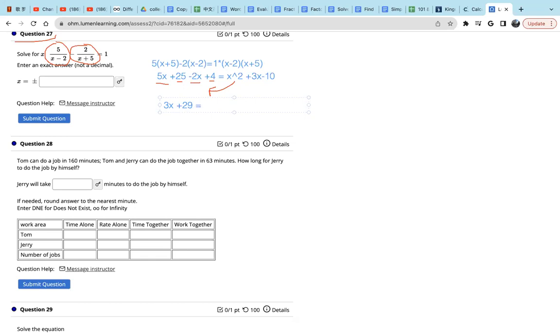Then equals to, let me write one more step. x squared plus 3x minus 10, right? Since x squared is positive on the right-hand side, let's move those 2 terms to the right-hand side, to make the left-hand side 0. So I have 0 equals x squared plus 3x, now minus 3x, no more x. So minus 10 minus 29, that's minus 39. So I have x squared minus 39.